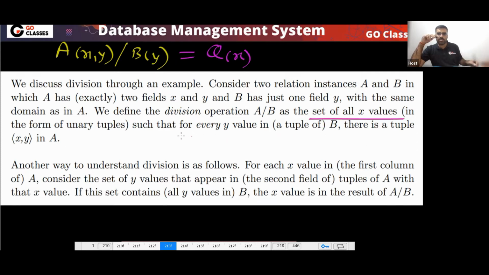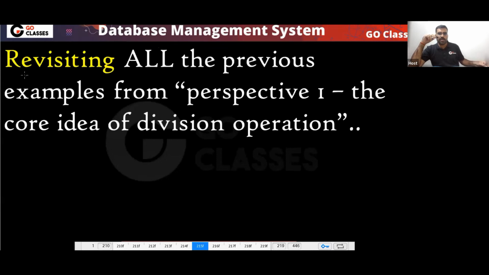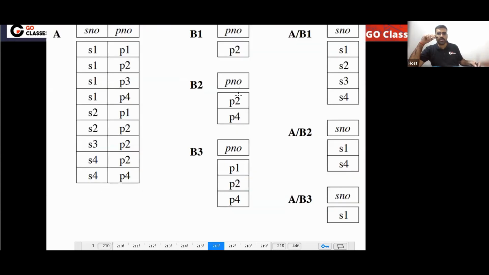Remember those x values such that for every y value in b there is a tuple in a. This is a very simple definition. Now you can revisit all the previous examples of perspective 1 and solve those questions using perspective number 2. Can you try them? Yes or no, you can do that, correct?